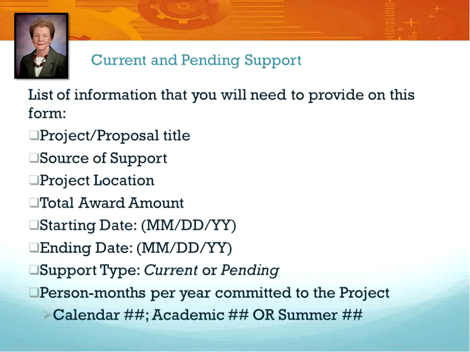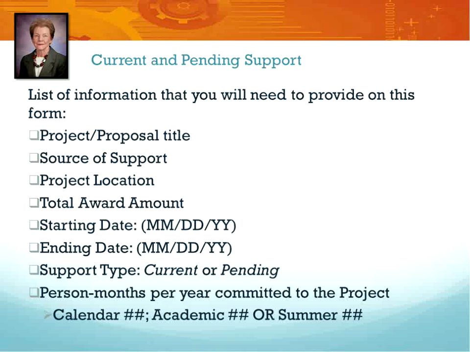This is the list of information that you have to provide. The project or proposal title, which of course is whatever the project or proposal title is for each one that you're doing. The source of support, that's who funded the project or who is being asked to fund the proposal. This may be the National Science Foundation, the Department of Labor, the U.S. Department of Education, the State of California, the Lumina Foundation, whoever has provided the support for that.